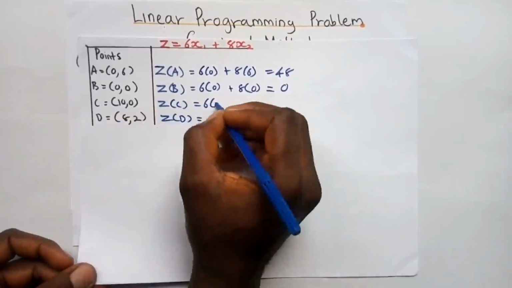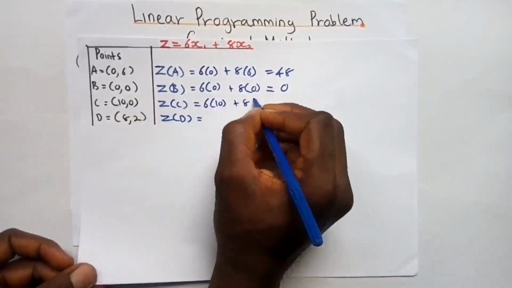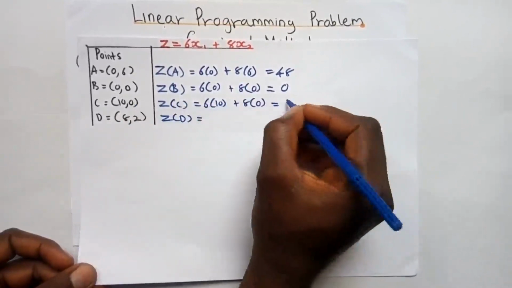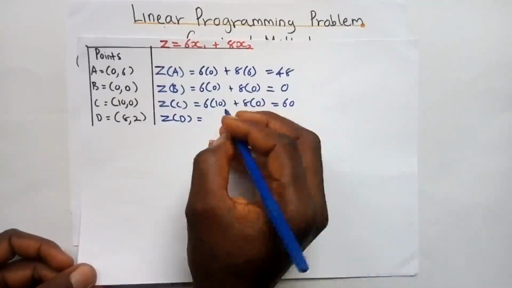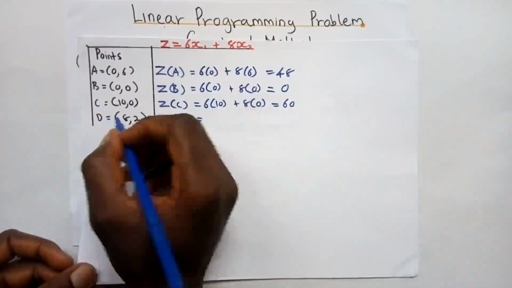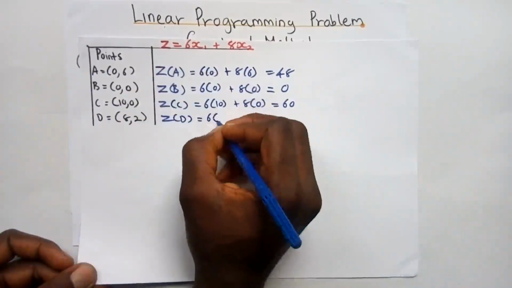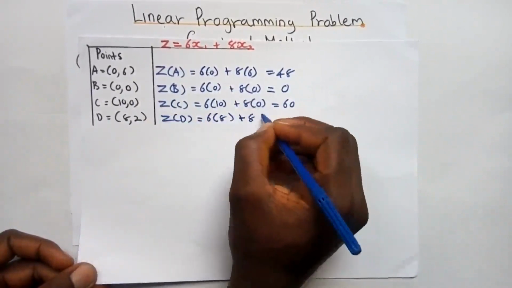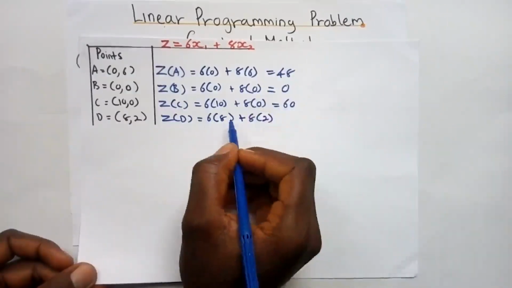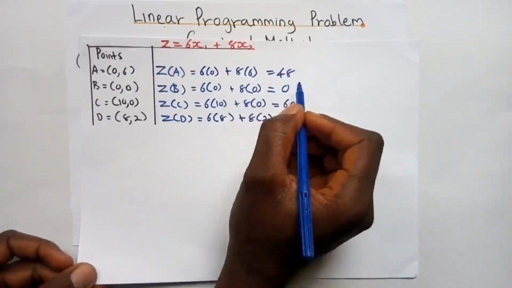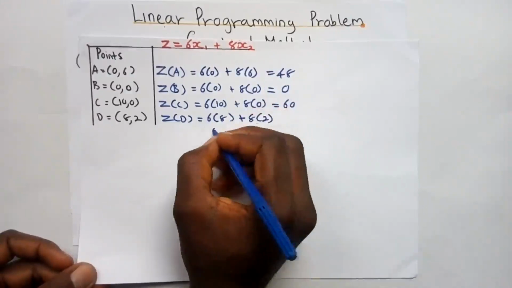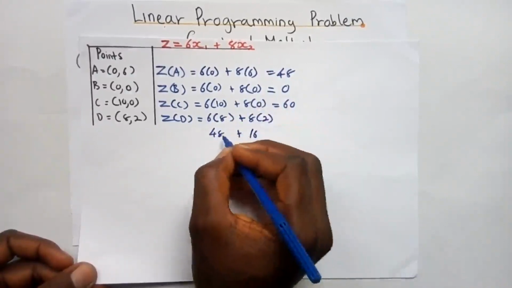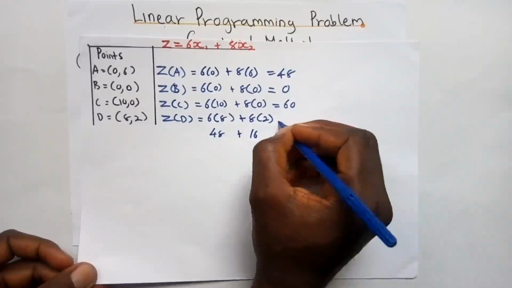At point C, 6 multiplied by S1, 10, plus 8 multiplied by S2, 0, is equal to 6 multiplied by 10 is 60, plus 0 is 60. And look at the point D. 6 multiplied by S1, 8, plus 8 multiplied by 2. So 6 multiplied by 8 gives us 48, plus 8 multiplied by 2 gives us 16. 48 plus 16 gives us 64.